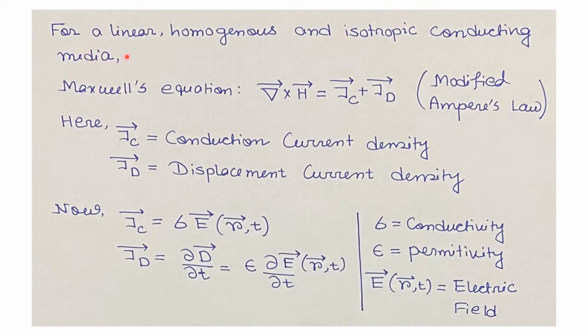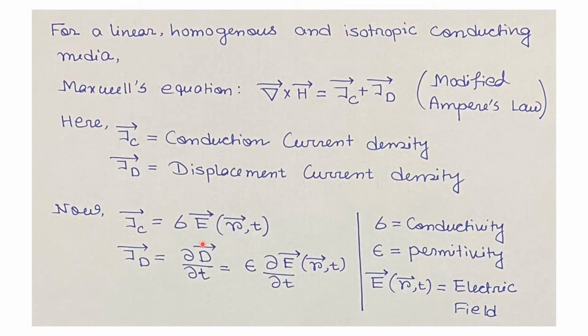For a linear, homogeneous and isotropic conducting medium, the Maxwell's equation can be written as curl of H vector equals J_C vector plus J_D vector. This is also known as the modified Ampere's law. In this equation, the H vector is the magnetic field intensity vector, J_C vector is the conduction current density, and J_D vector is the displacement current density.